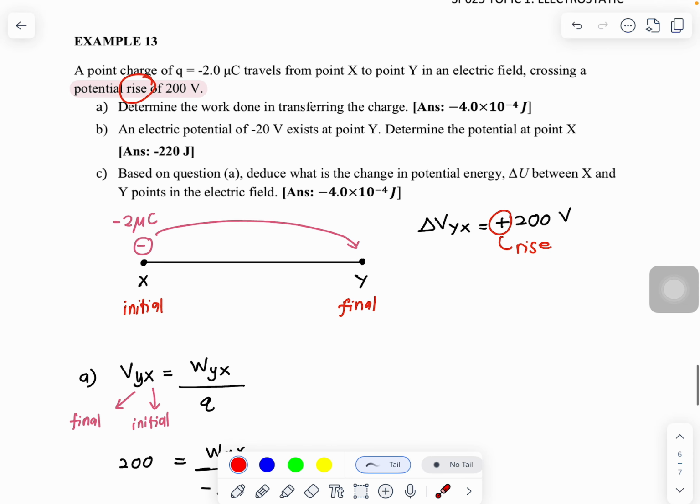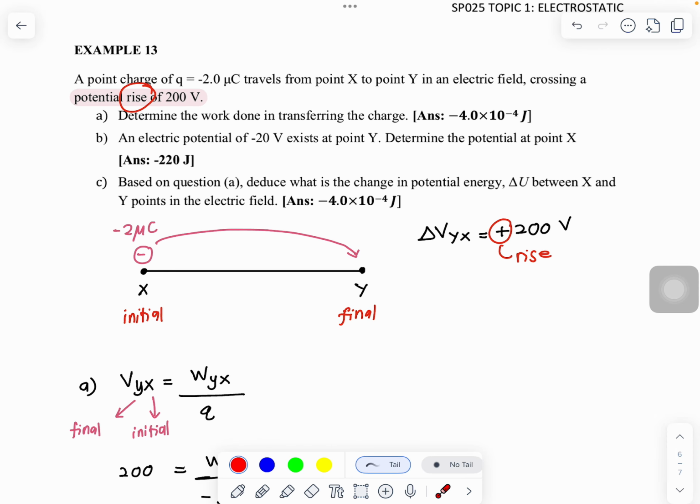Okay, yang kedua, given here an electric potential of negative 20 volt exists at point Y. Determine the potential at point X. Ini dia bagi potential dekat satu point saja. Okay, dekat point Y ni, potential is equal to negative 20 volt. So we want to find what is the potential at X.